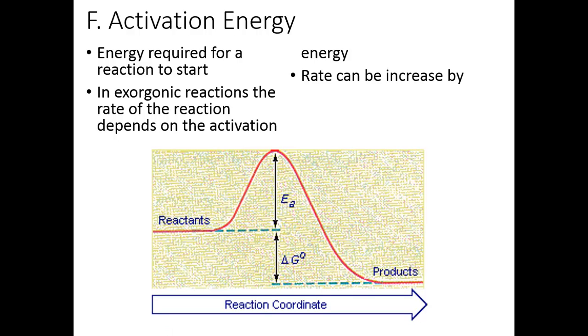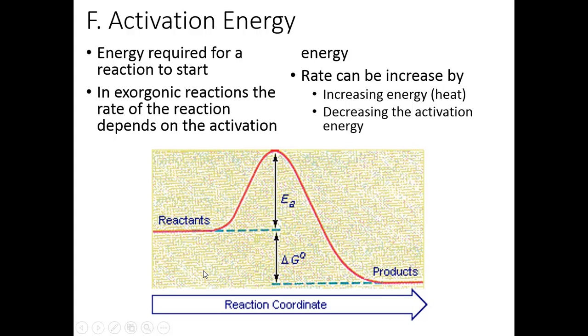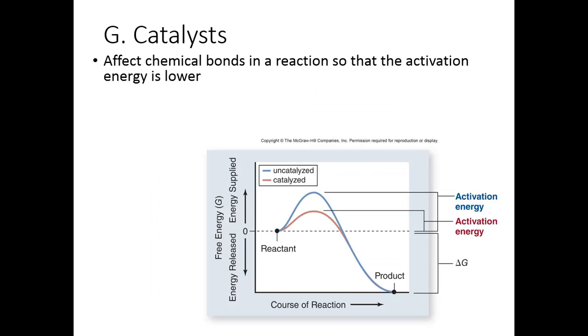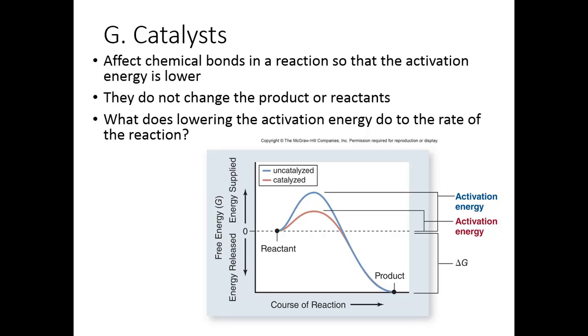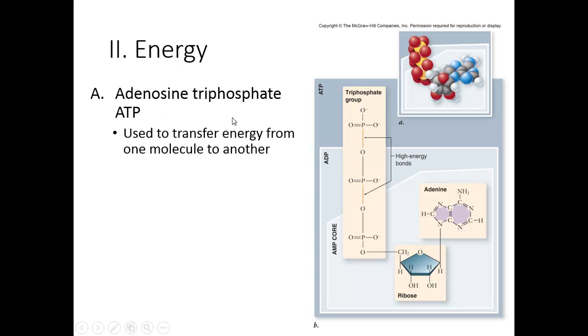So to increase the reaction, we can either increase energy, so put more energy into the reactants, usually as heat, or we can decrease the activation energy somehow. And we can do that with the help of a catalyst. And a catalyst is some molecule that affects the chemical bonds in a reaction so that the activation energy is smaller. Okay? But it does not change the products or the reactants, and it does not change itself.